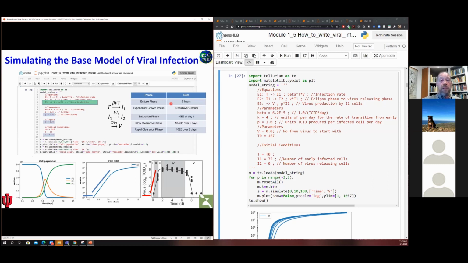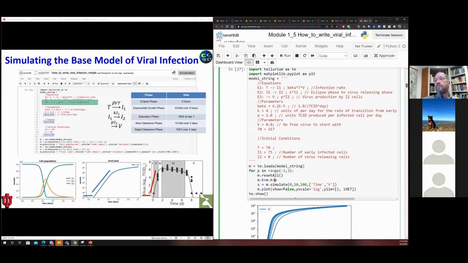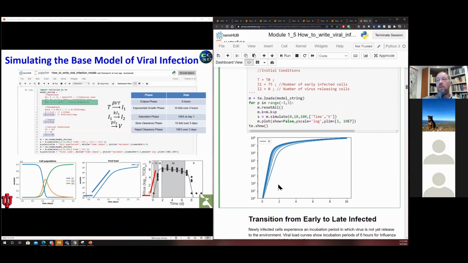We can put that simulation into Tellurium. That's where we ended last time. I was putting that simulation in, and we ran it with a little parameter sweep, and we saw something that looked like this, where we have a short eclipse time. It's hard to see because it's very short, followed by a rapid exponential growth, followed by a slow saturation.